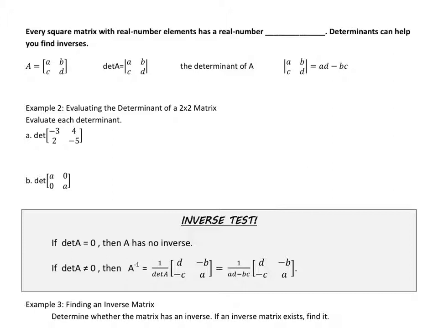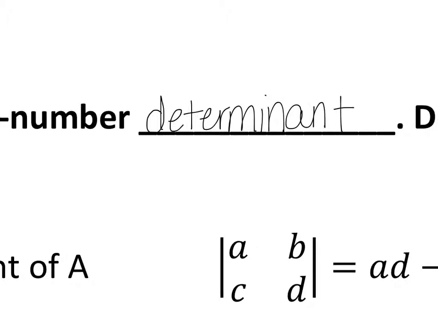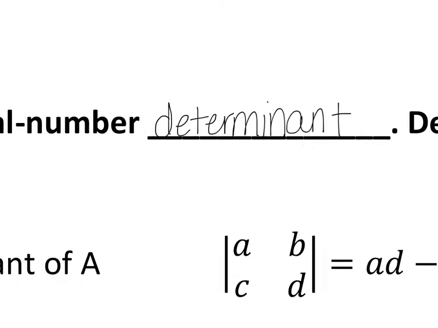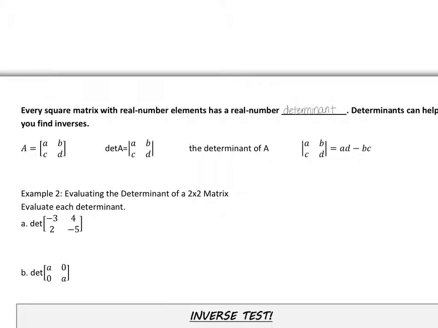So we have a determinant that helps us determine if there's an inverse or not. Every square matrix with real number elements has a real number determinant. So there's a number that is the determinant to go with each matrix. Determinants can help you find inverses.